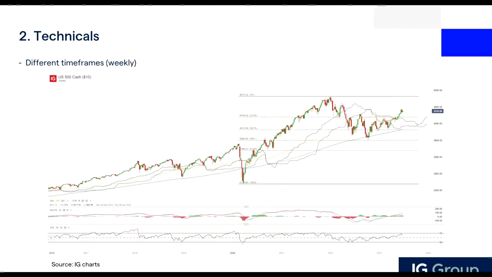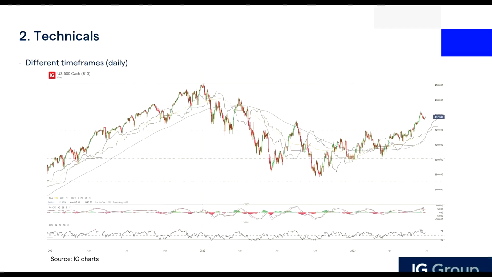It's hanging above its various moving averages. The RSI is above 50, good enough. MACD is upward sloping, above 0, indicating positive momentum. So all of these reinforce the view that on the weekly side of things, there is an upward bias.